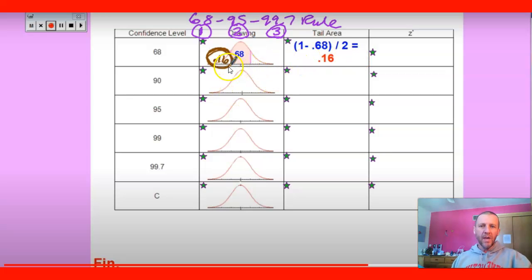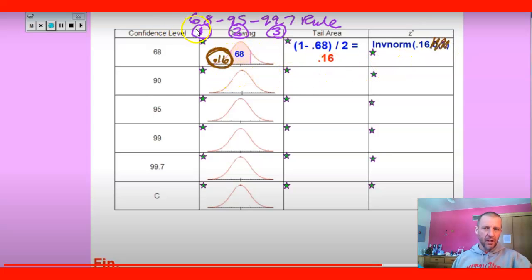So where would we have to go to have 16% down there on your calculator? And again, you won't have to do this again. If we were all together, we would spend some time doing it, but you did it back in chapter 2. Good old inverse norm on your calculator. Inverse norm of 16% with a mean of 0 and a standard deviation of 1, because it's a standard normal curve.